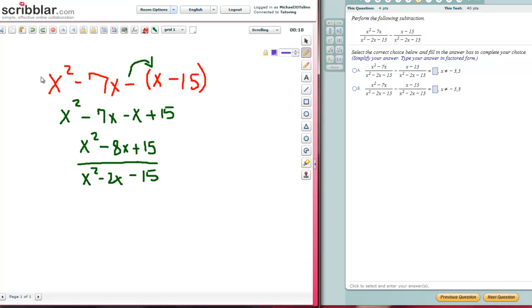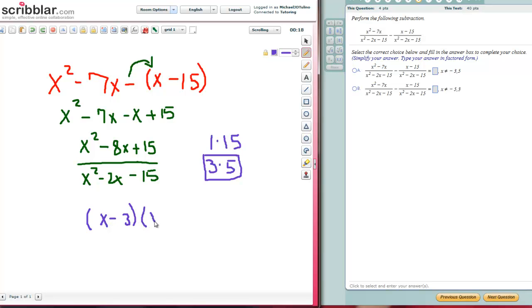So let's see if we can simplify this. Are there factors of 15 that can get you 8? Well, let's think about that. Factors of 15: 1 times 15, 3 times 5. Oh, bingo, right there, 3 times 5. So 3 times 5 gives you 15, and 3 and 5 gets you 8. So the numerator can end up being x minus 3, and then x minus 5.